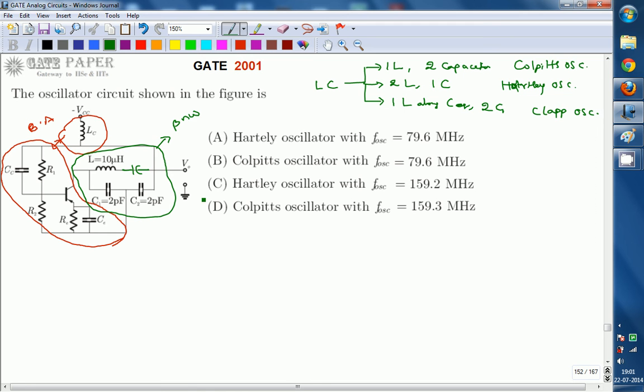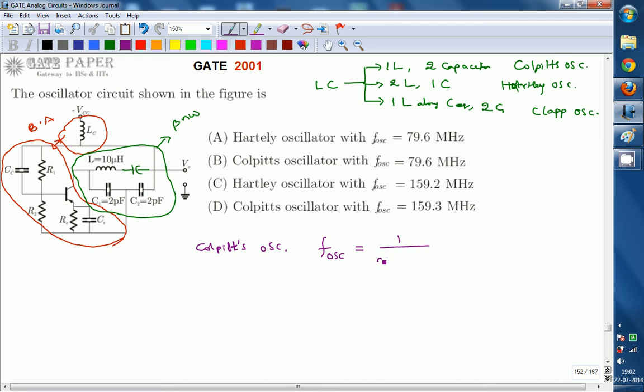Now if you observe this beta network, it consists of only one inductor and two capacitors. So the type of oscillator is the Colpitts oscillator. Every oscillator generates a single frequency. The frequency generated by the oscillator is decided by the elements present in the beta network.